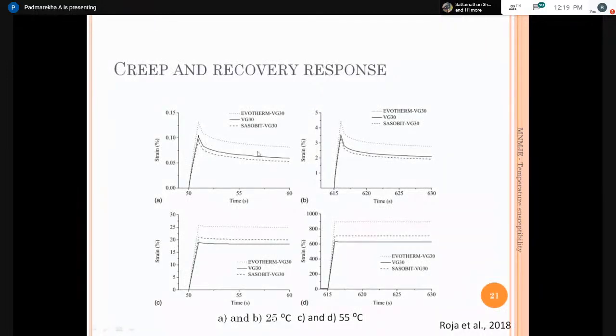Now compare 25 degrees Celsius and 55 degrees Celsius. The first two figures, A and B, are at 25 degrees Celsius. The third and fourth ones are at 55 degrees Celsius. When you compare, at 25 degrees Celsius you can see partial recovery, but at 55 degrees Celsius almost no recovery. So this is the temperature sensitive characteristic. At 55 degrees, the permanent deformation is more compared to 25 degrees Celsius.